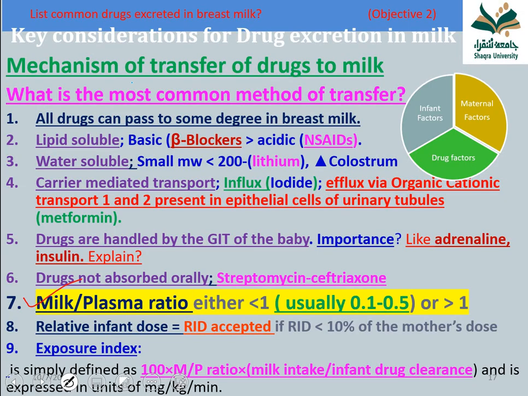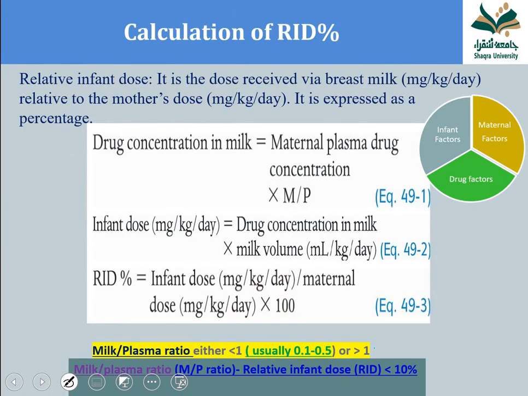The total relative infant dosing shall be less than 10% of the mother's total dose. And how is it calculated? You get the milk plasma ratio: drug concentration in the milk equals maternal plasma drug concentration multiplied by the milk plasma ratio. Then for the infant dose, you take the drug concentration in the milk, multiplied by the milk volume. And how is the milk volume determined?